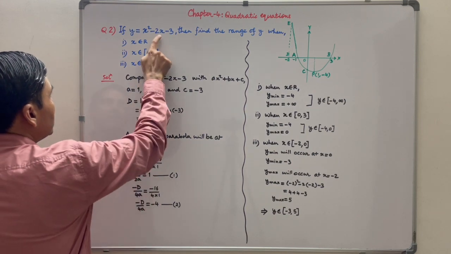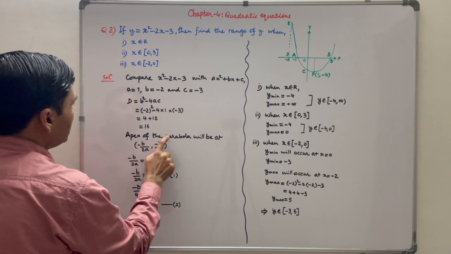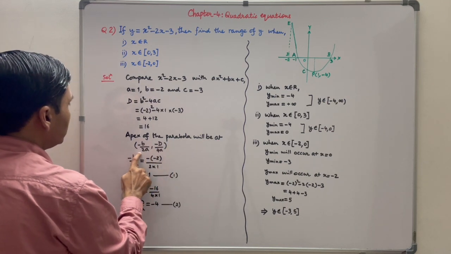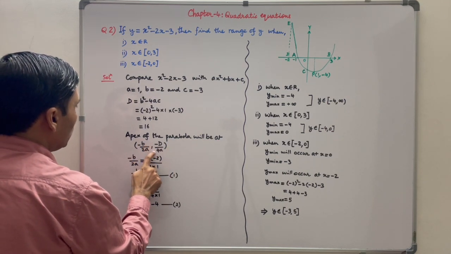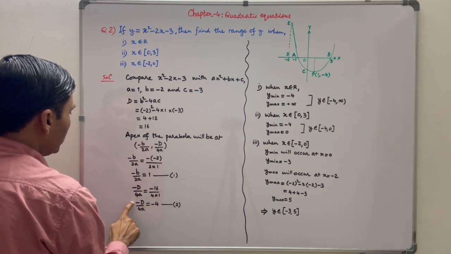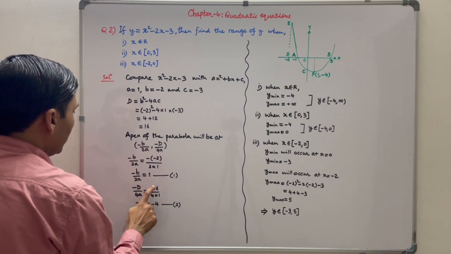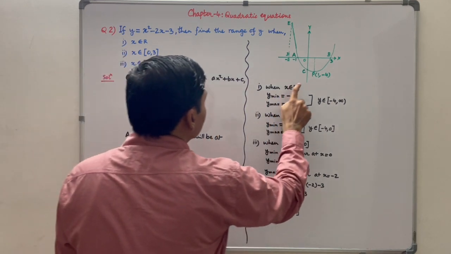So the graph of the given expression will be something like this. The apex of the parabola will be at (-b/2a, -D/4a). -b/2a is equal to 1 and -D/4a is equal to -4. So the apex will be at (1, -4). This is shown by point P.